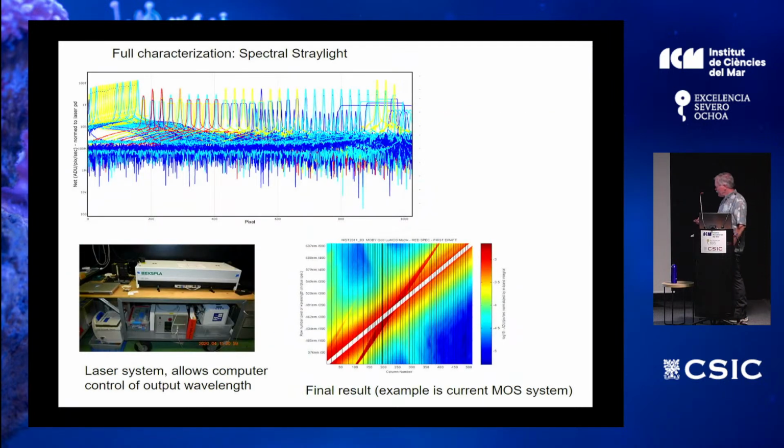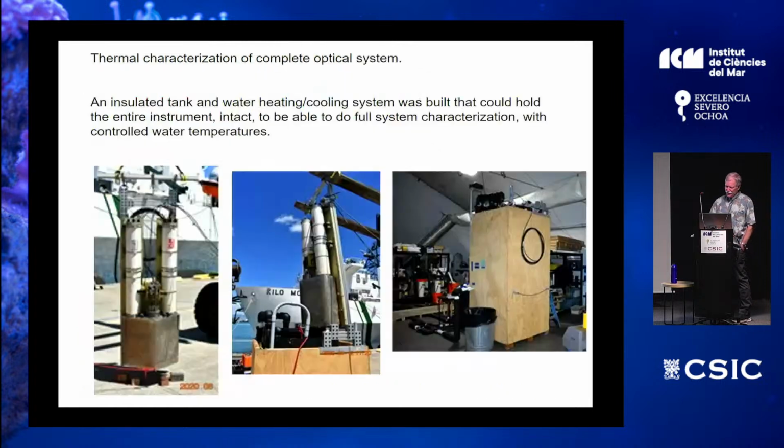Part of the characterization is spectral stray light, which means basically we take a laser like this that you can computer control and tell what wavelength to put out. We go from 250 to 900 nanometers, sending in a single line from the laser, and then seeing what shows up on the spectrometer, so you can characterize that and correct for it. You end up with a matrix like this, which you invert to correct for stray light.